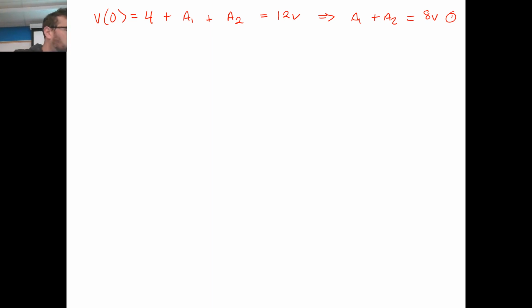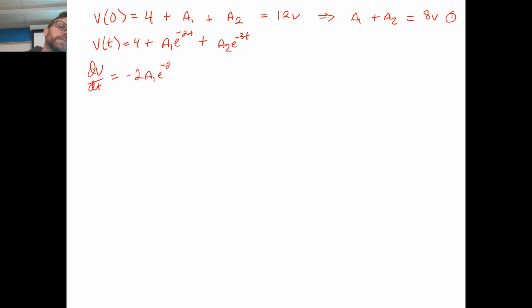And then we know, remember, that V of t is equal to 4 plus A1 e to the minus 2t plus A2 e to the minus 3t. And so if we look at dV/dt, that's equal to, by the chain rule, a minus 2 shows up in front. And again, on the chain rule, we get a minus 3 shows up in front.